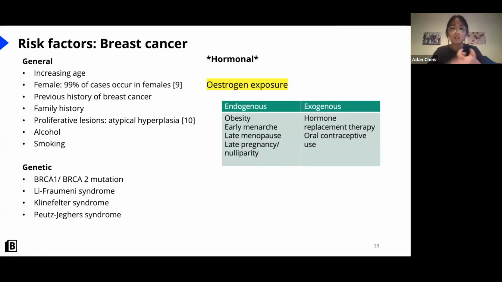Endogenous: obesity, early menarche, late menopause, late pregnancy, or nulliparity, you would get more estrogen exposure because of the menstrual cycle. Obesity, because I think estrogen is converted into the lipids, a lipid cycle. Exogenous sources, being on HRT, OCP use as well. Okay, any questions at all about the risk factors? If not, then I will move on.